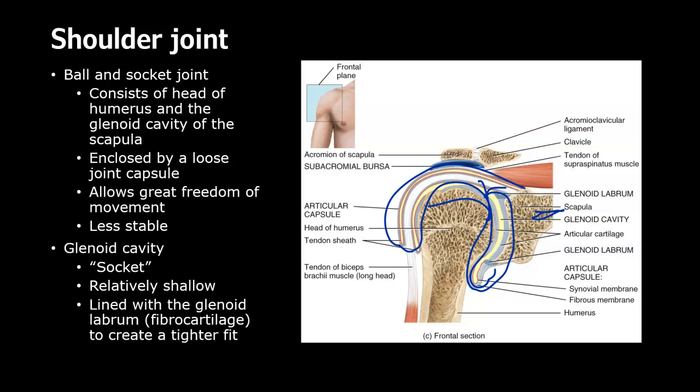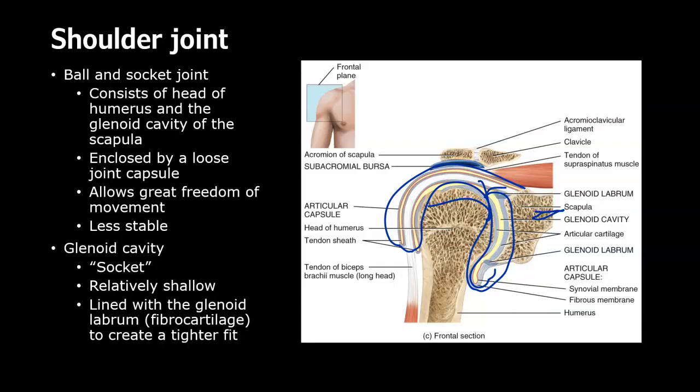It's going to allow for a lot of freedom of motion, and it's not going to be as stable. Now with this, you need that motion in order to move your arms around and to do a lot of things with them. So that glenoid cavity, like we said, is going to be the socket area, and it's going to be relatively shallow, so it's not going to be a deep socket. It's going to be lined with the glenoid labrum. That's going to be made up of a fibrocartilage, and that's going to help create a tighter fit there.